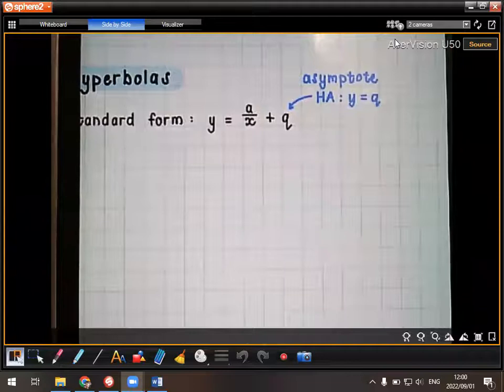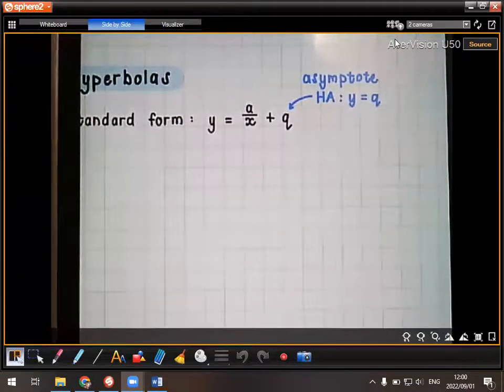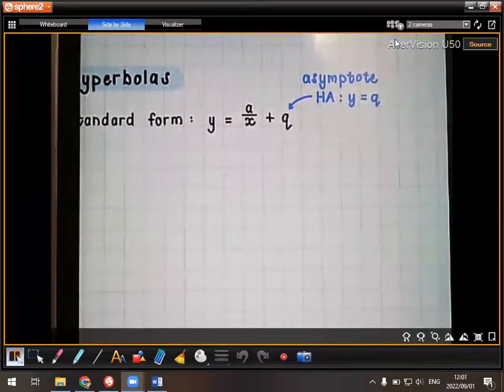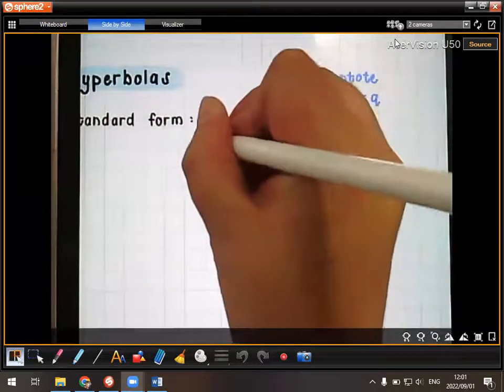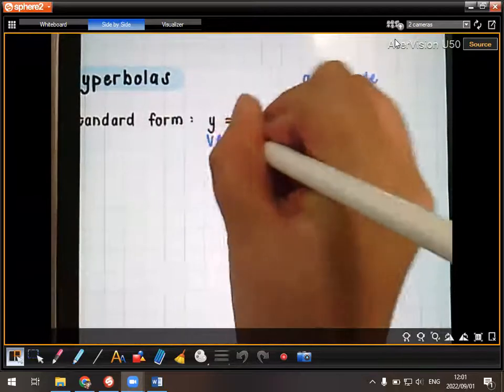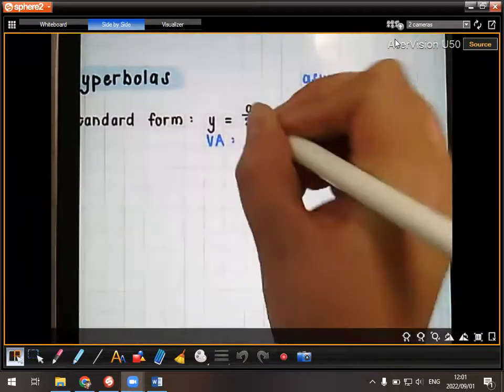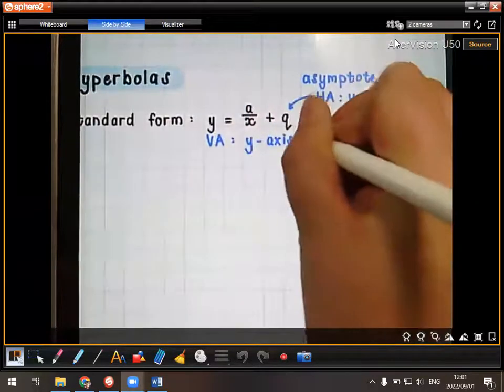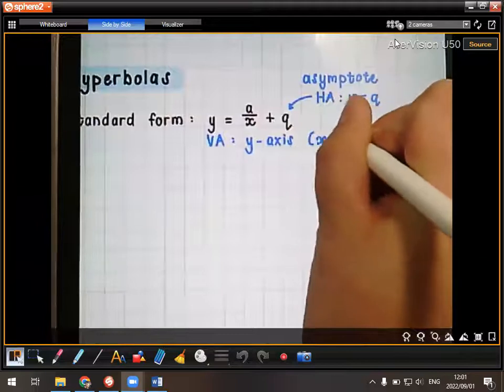Now in grade 10, you are only ever going to have one specific vertical asymptote, and that's going to be the y-axis. In grade 11, we're going to move it, so you can have x equals -1, x equals 2, whatever. The vertical asymptote will move in grade 11, but in grade 10, the vertical asymptote is always going to be the y-axis. And what is the equation of the y-axis again? x equals.